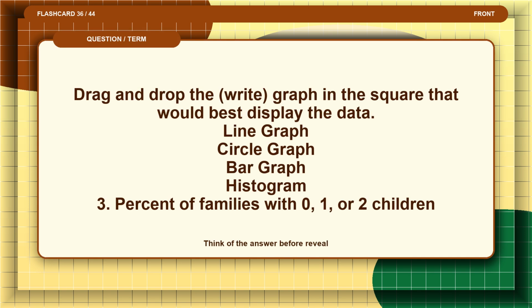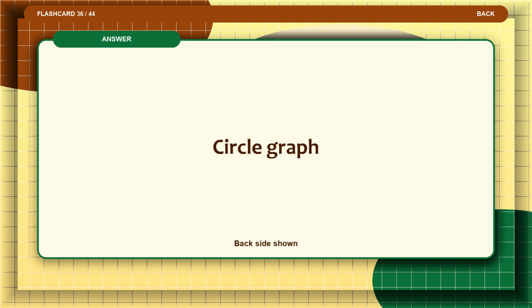Flashcard 36. Drag and drop the right graph in the square that would best display the data. Line graph, circle graph, bar graph, histogram. 3. Percent of families with 0, 1 or 2 children. Think of the answer before the reveal. The answer is circle graph.